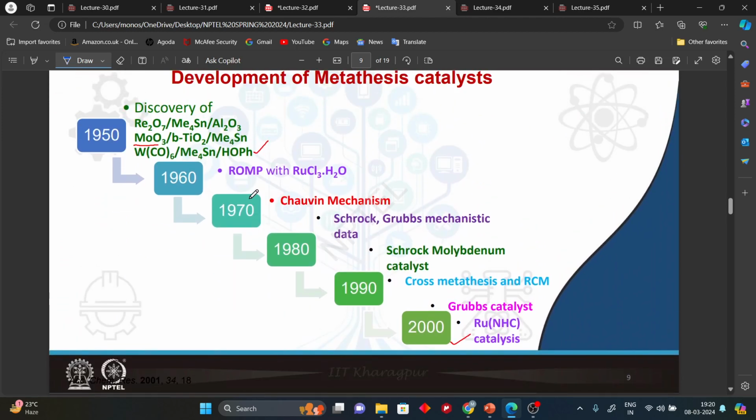So here you can see how this catalyst has evolved. Initially in 1950, catalysts were used for metathesis reaction with metals like tungsten and molybdenum. Schwartz discovered this in the 1990s, with the molybdenum-based one, and in 2000 Grubbs developed the NHC-based catalyst.